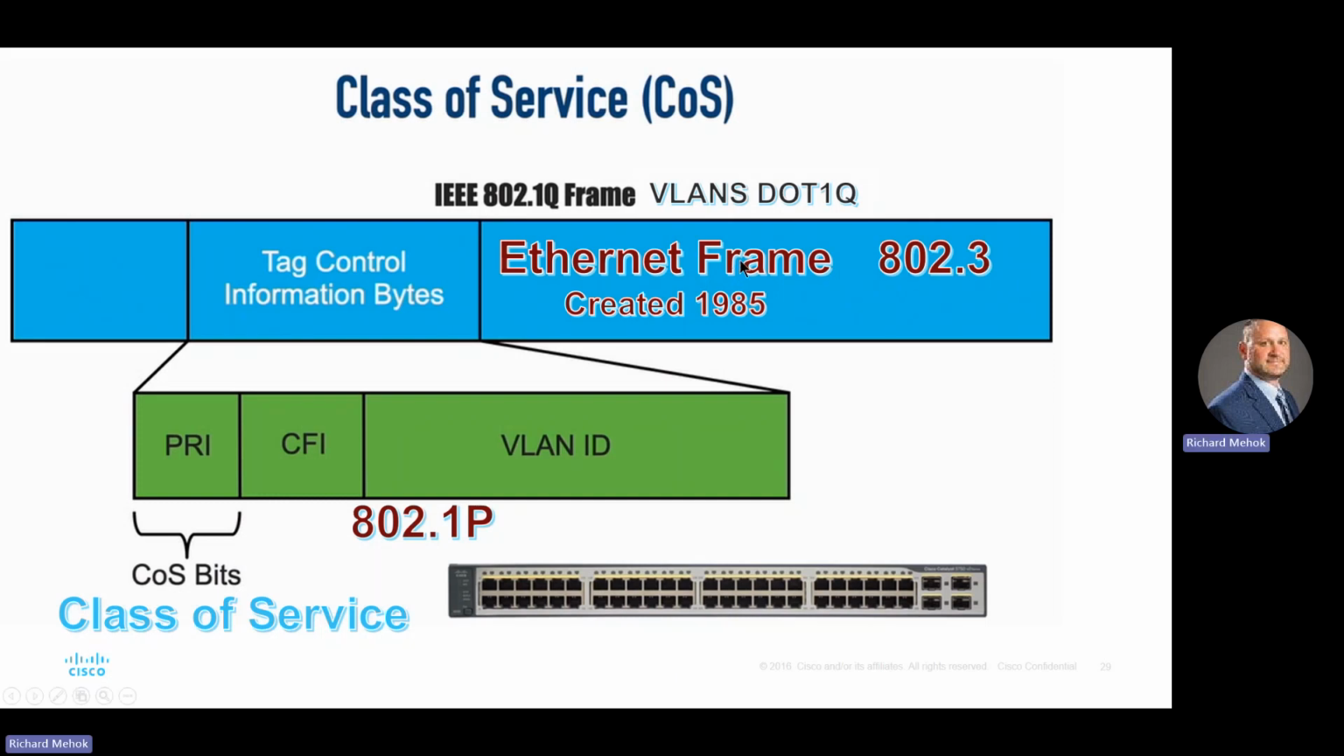So if you notice here, we have the Ethernet frame on the far right. And then 802.1Q is your VLAN, and that's on the outside. And now we're adding another class of service. Here's your priority field, and then your CFI and VLAN ID, it's the 802.1p.